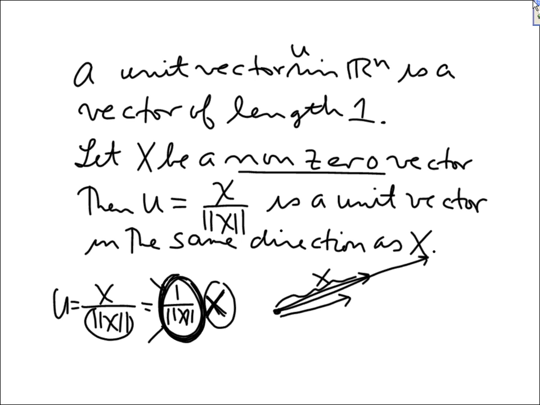If the length of x is 1, well, 1 over 1 is 1. 1 times the vector x is the vector x. It'll be the same exact vector. It's when this scalar is negative that the vector changes direction. I'm going to put down a vector, and we're going to find a unit vector in the same direction as the original vector by just dividing the vector by its length.